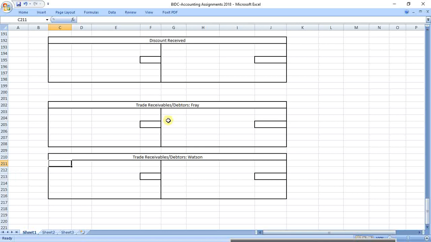Just try it. Don't worry if you don't get it entirely correct. We can always fix and correct later on. I'm just guiding you in terms of the answer. So the answer would have these categories, these T accounts or ledger or whatever. So trade receivables, one for Frey, one for Watson.